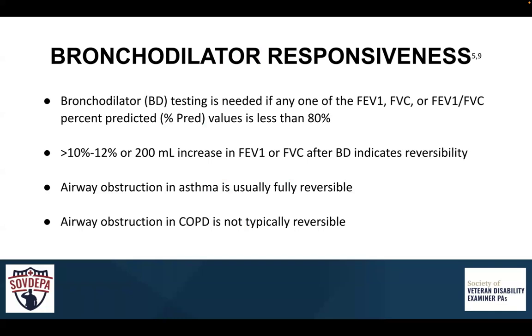We went over this in our first lecture, but bronchodilator testing is needed if any of the percent predicted values are less than 80%, and a more than 10 to 12% or 200 milliliter increase in FEV1 or FVC after the bronchodilator indicates reversibility. Asthma is usually fully reversible, while COPD is not typically reversible.